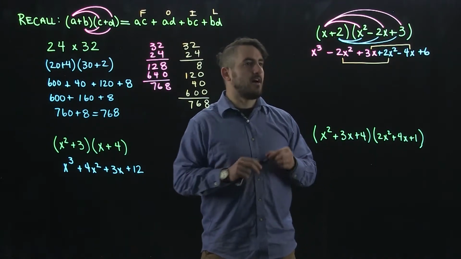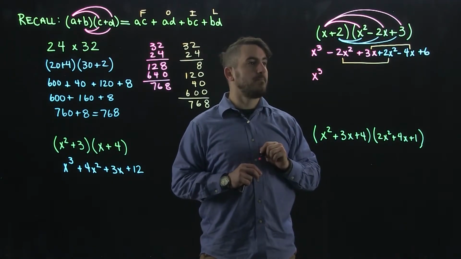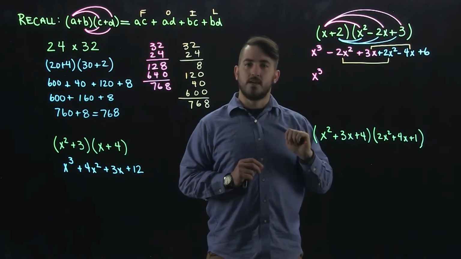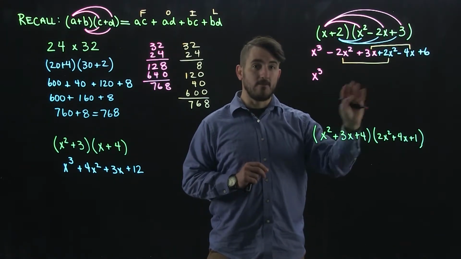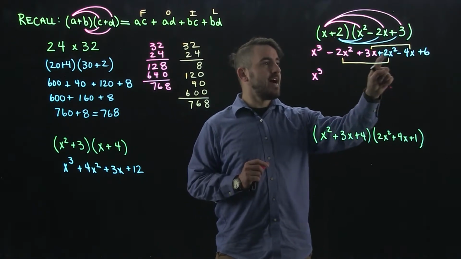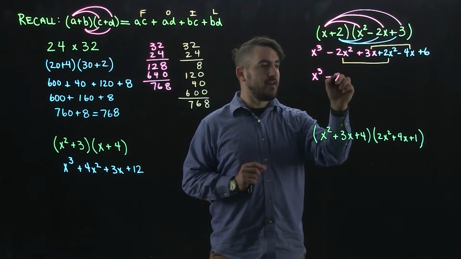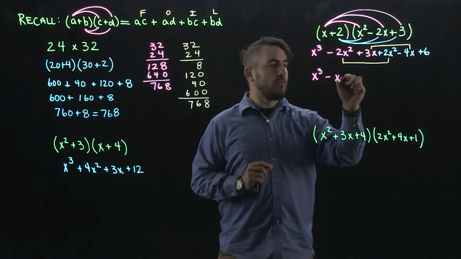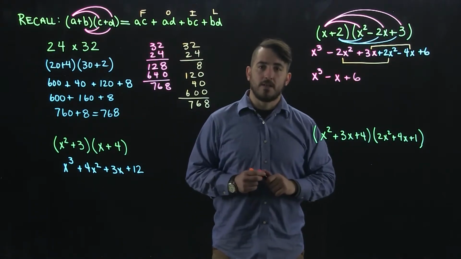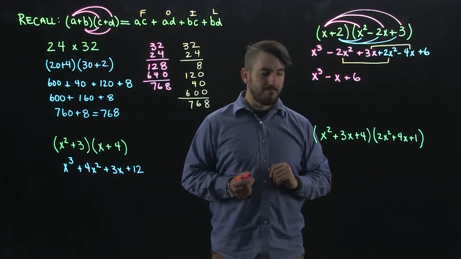So let's start this off. The x cubed comes down. It has no like terms to compare. Here, let's read this as negative 2x plus 2x. That gives us a 0, so we have no more x squared terms. And then we have a 3x minus a 4x. So this is going to be negative x. And then finally, we do the plus 6. And so then the product of these two polynomials is x cubed minus x plus 6.